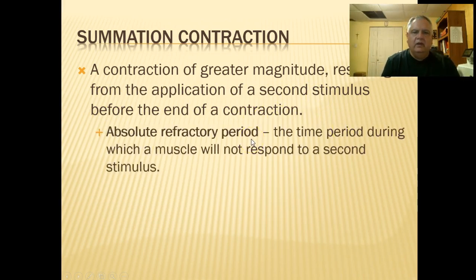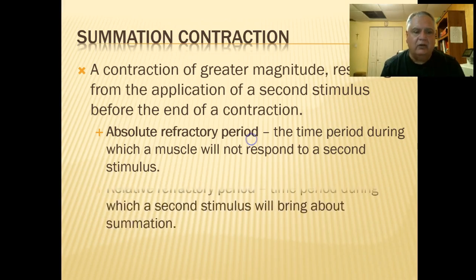Now, these multiple stimuli have to be applied at the correct time. So with regard to time, we look at what's called the absolute refractory period first. This is the time period during which if we apply a second electric shock to the muscle, it will not respond to that second electric shock because it's already in a state of contraction.